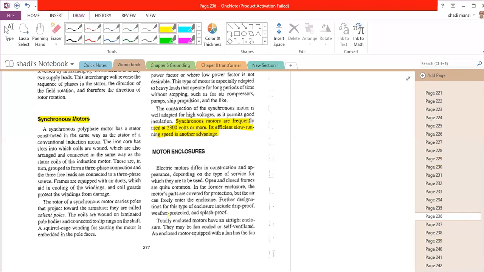So here we finish the types of motor: single phase with some main types, and polyphase, where we already discussed the induction motor and the synchronous motor.